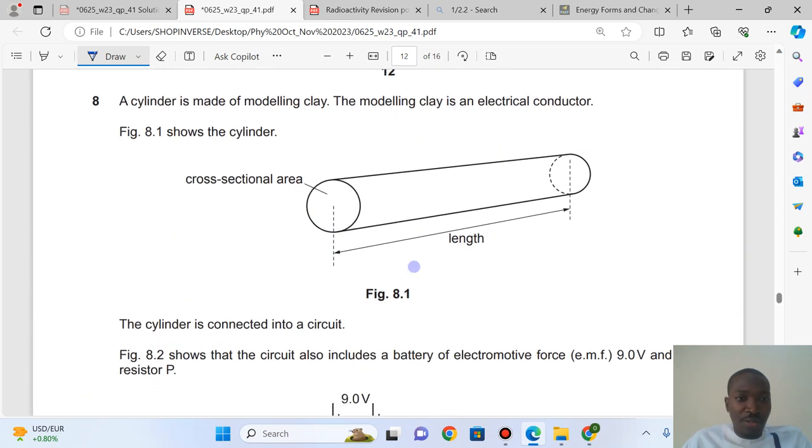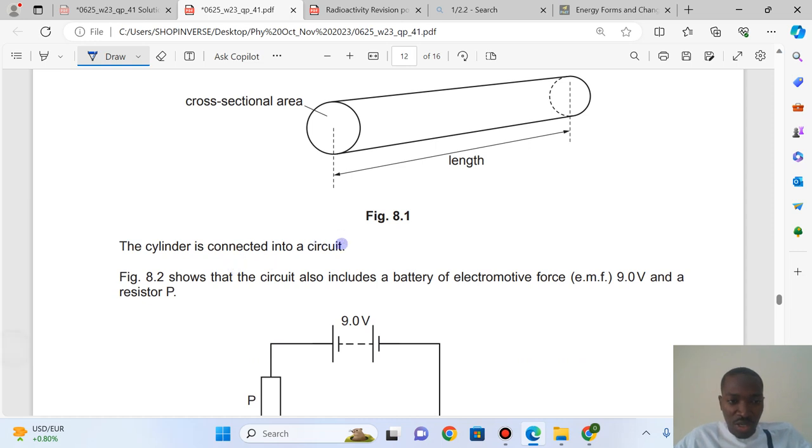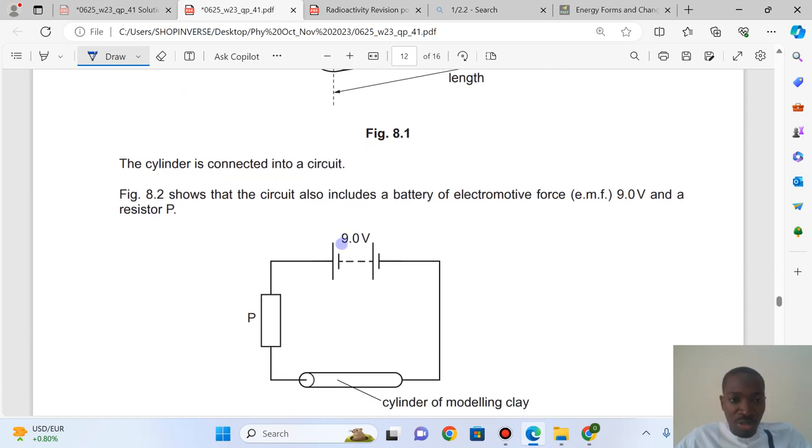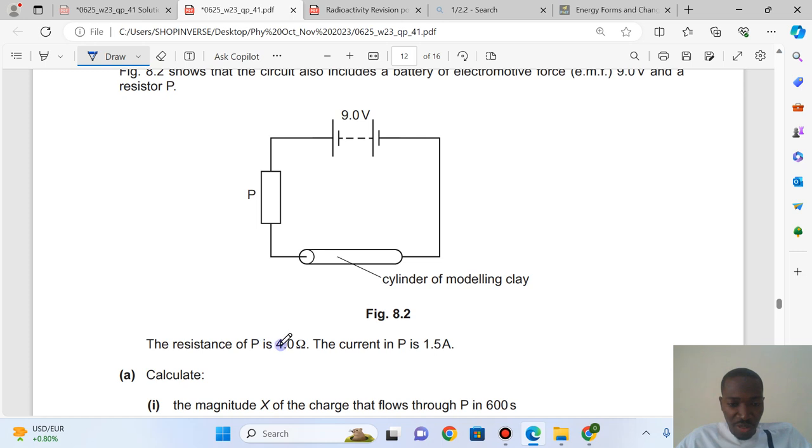We go straight to question number 8. A cylinder is made of modeling clay. The modeling clay is an electrical conductor. Figure 8.1 shows the cylinder. The cylinder is connected into a circuit. Figure 8.2 shows that the circuit also includes a battery of electromotive force EMF 9 volts and a resistor P. The resistance of P is 4.0 ohms. The current in P is 1.5 amperes. That's the current flowing here.